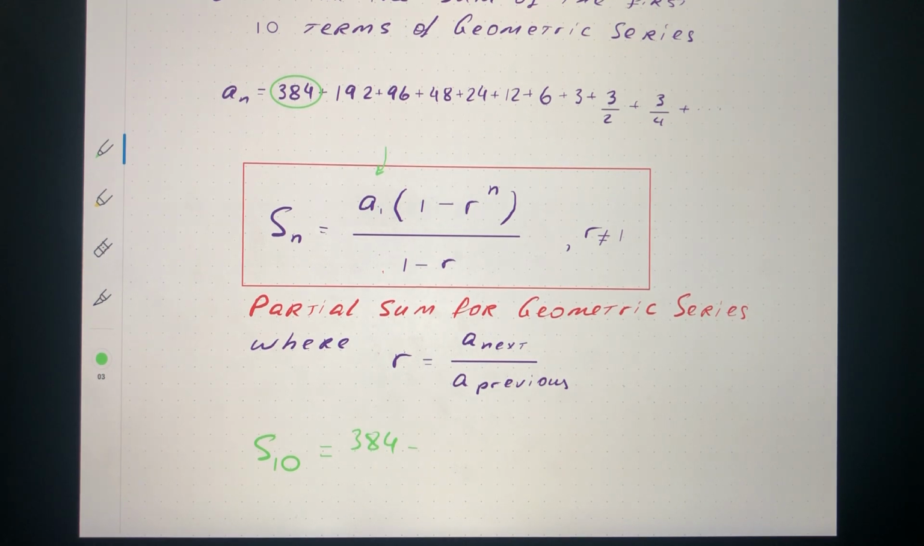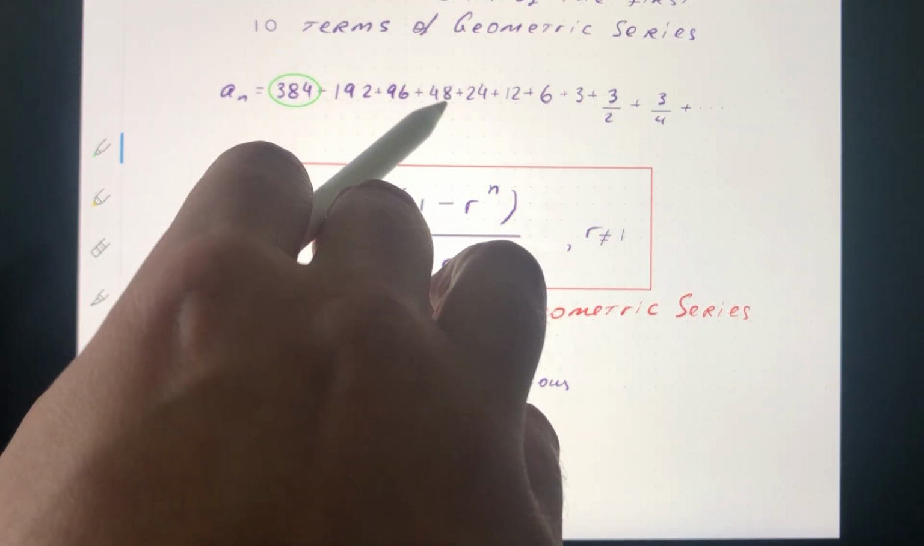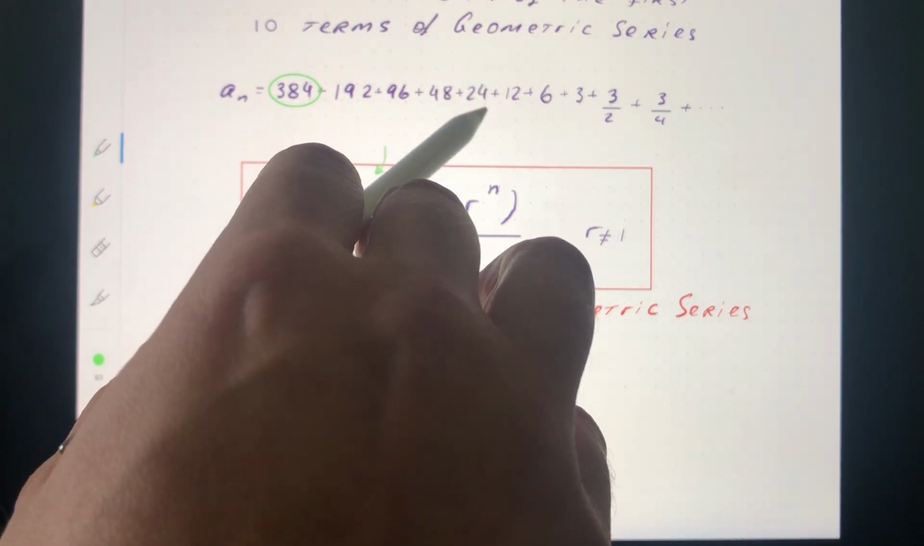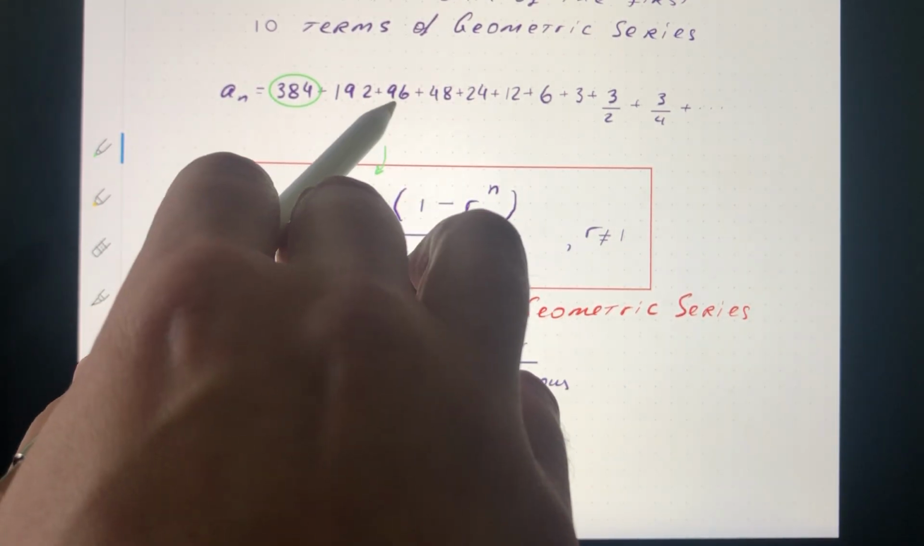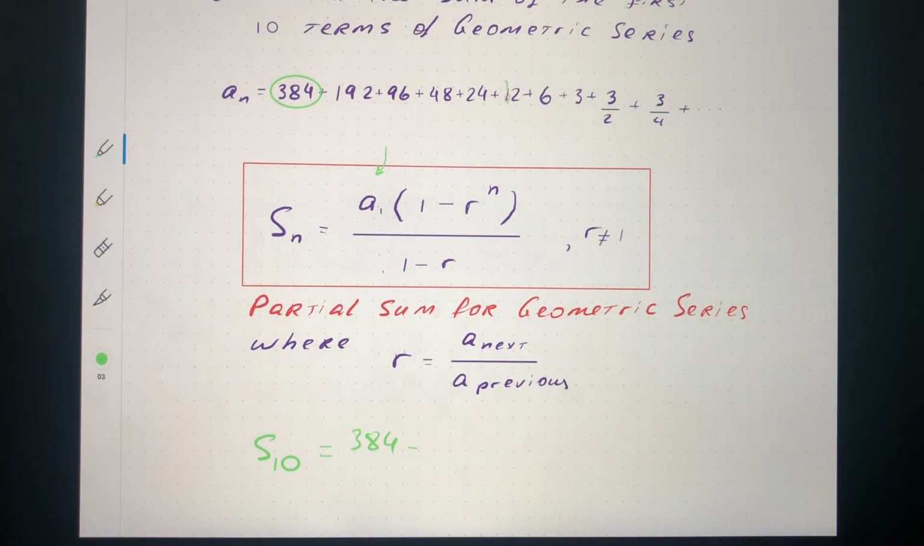times 1 minus the ratio to the power n, divided by 1 minus the ratio. The ratio tells you what number we're using to get from the previous to the next. So if we take any numbers that are next to each other, let's say these two, and we take the next divided by the previous, that comes out to be half. And if this pattern continues for all the numbers in our series, we have a geometric series. So if we take, let's say, these two numbers, 24 divided by 48, that's also a half. And the same for all the numbers in this list. So the ratio for our particular example is half.